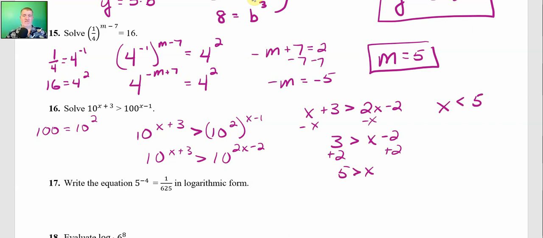Now, is that okay? Can you have a negative for this one? Because we're getting everything less than 5. And we can. Exponents can be negative, they're fine. Okay. So my answer is all x is less than 5.